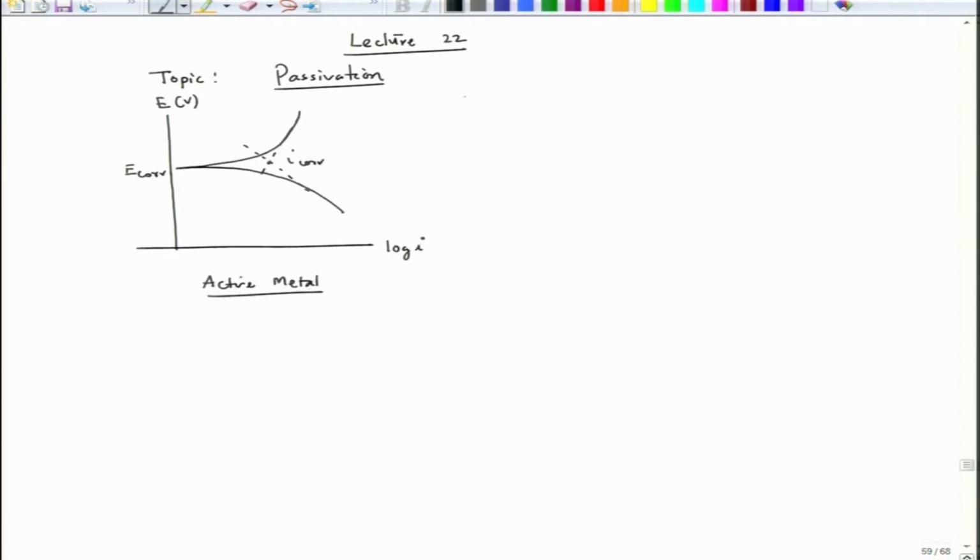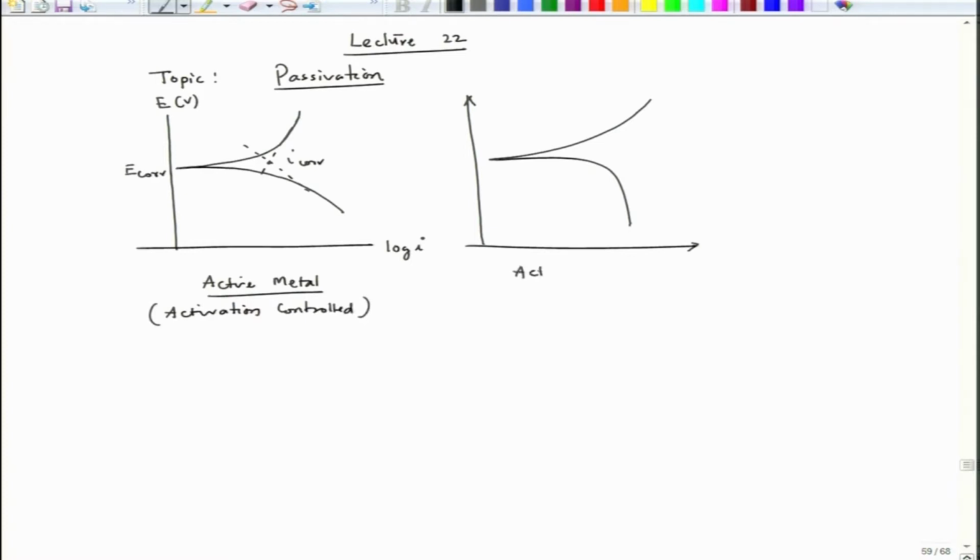And in case of active metal, another type of polarization graph could be like this. So, this is activation controlled, and this is also for an active metal, and there the corrosion rate is given at E corr, and this point is I corr, which is equal to I L, and this is concentration control. Fine. So, these are the plots we could see.